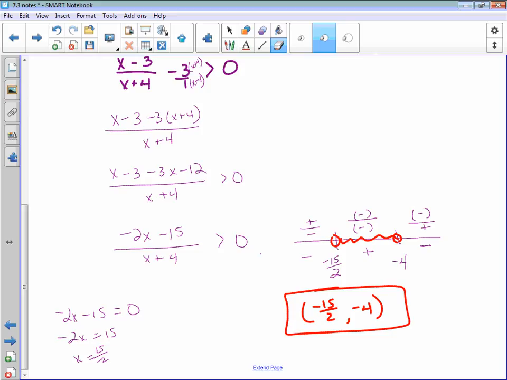As long as there's not multiplicity on any of those factors. But if it was over the quantity x plus 4 squared, then things would be different. It alternates as long as you don't have multiplicity on your zeros. The quantity x plus 4 squared would change things. Just think about your graphs of polynomials, that's where it bounces.